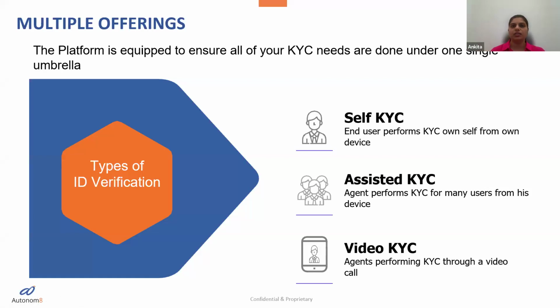Second is the assisted journey. So as the name suggests, there would be a human agent helping or assisting our customer in completing the verification process, both on the document side as well as the personal identification side of things.